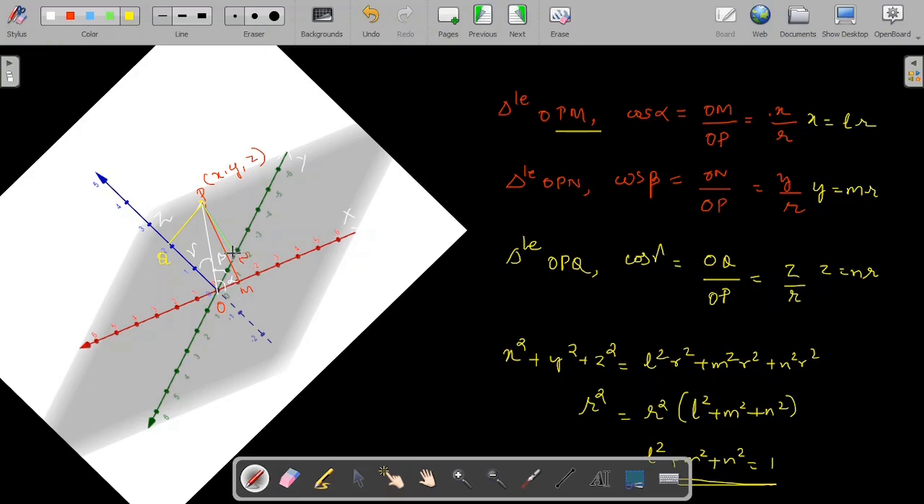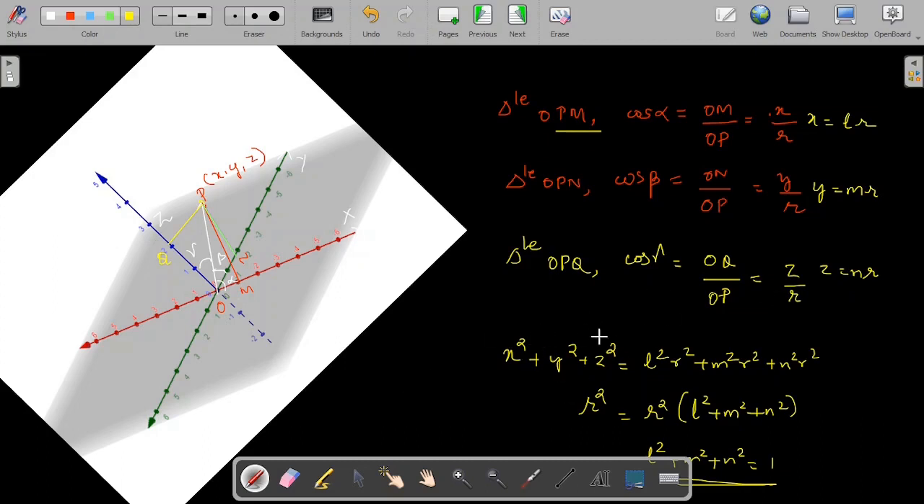That length is nothing but the coordinates of the point. Cos alpha is x by r, where r is the distance of the point from the origin, which is the radius vector we are taking. So x equals lr. Similarly, from the point P, drop a perpendicular to the y-axis. Then cos beta gives y equals mr. From the triangle OPQ, cos gamma equals z by r, which gives z equals nr.